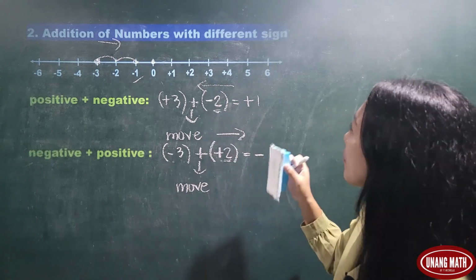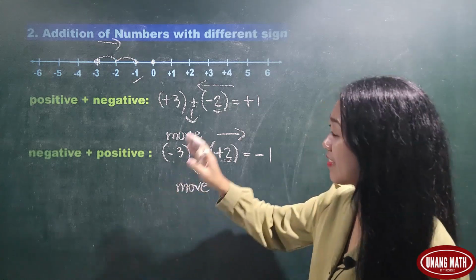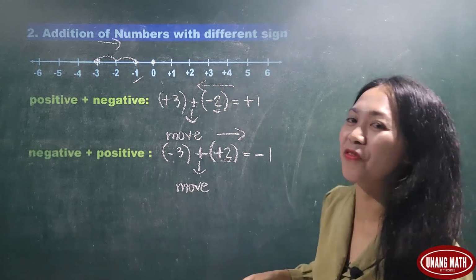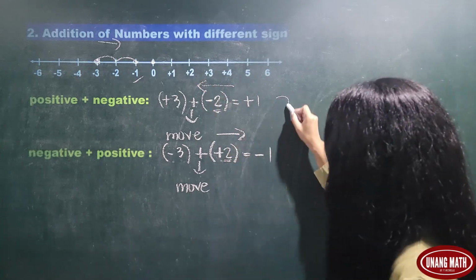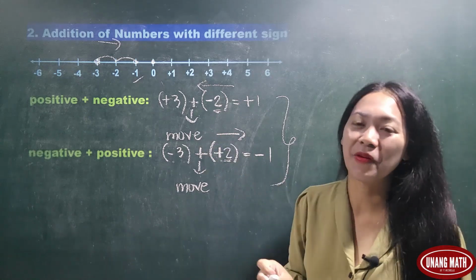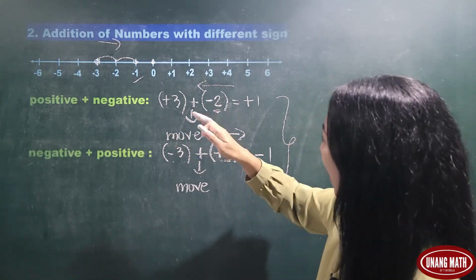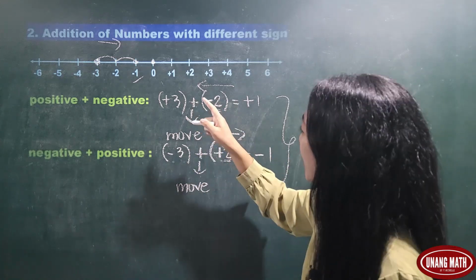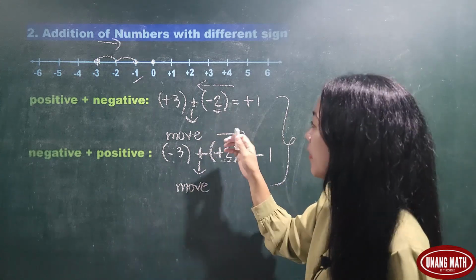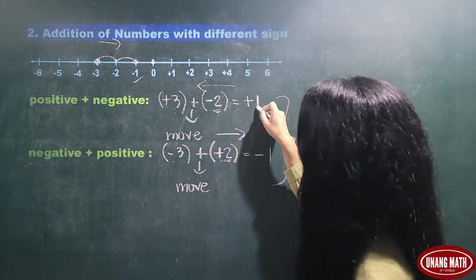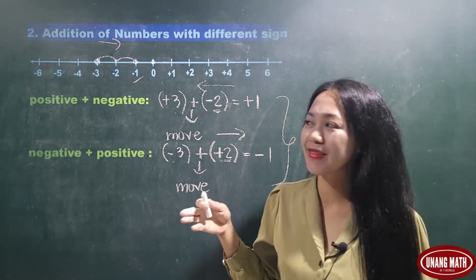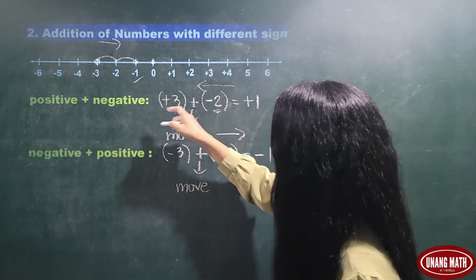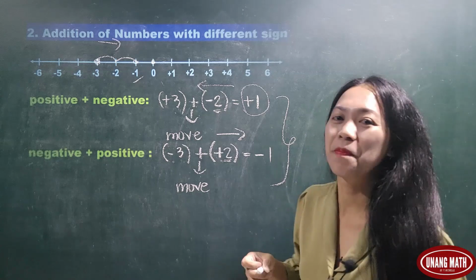Okay, for addition of numbers with different signs, we cannot just draw the number line every time we're adding numbers with different signs. So let's understand the rule based on our example. If we are adding numbers with different signs, what we did here is we got the difference between the numbers, 3 minus 2, 1. And we follow the sign of the larger number. 3 is larger than 2. The sign is positive. So our answer is positive 1.